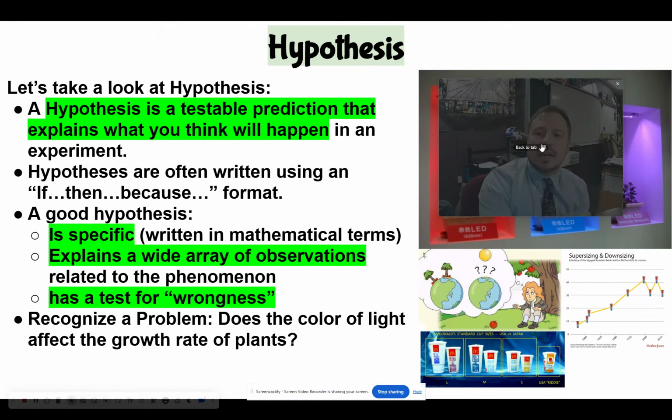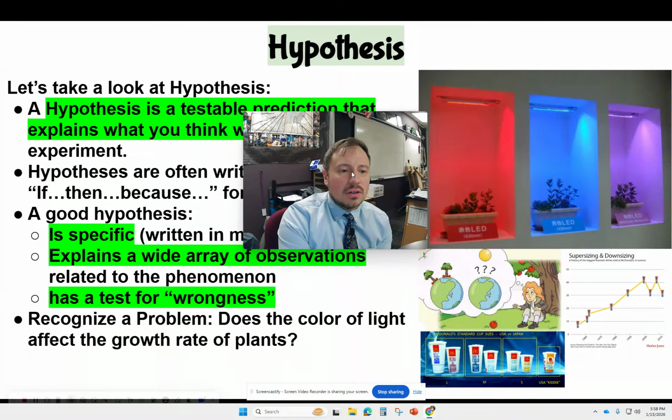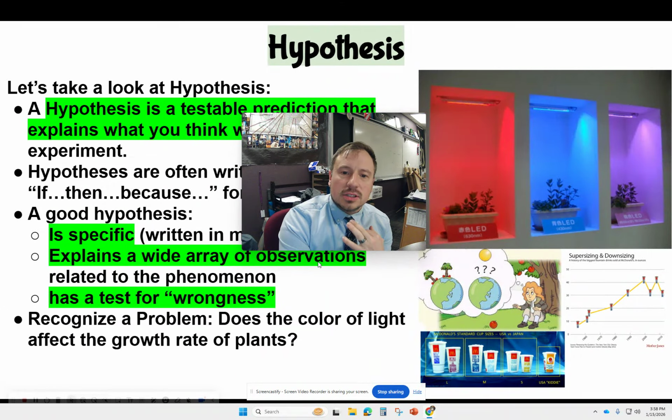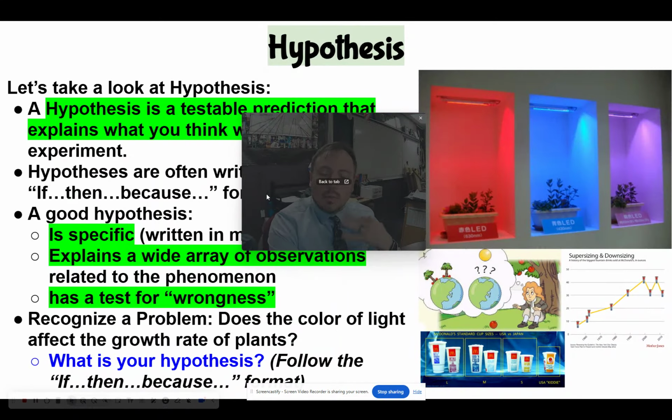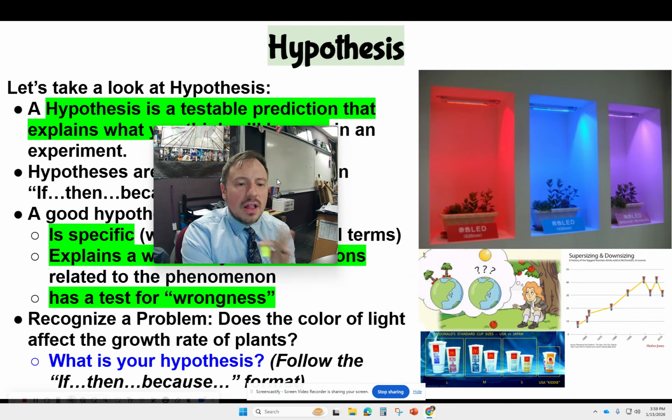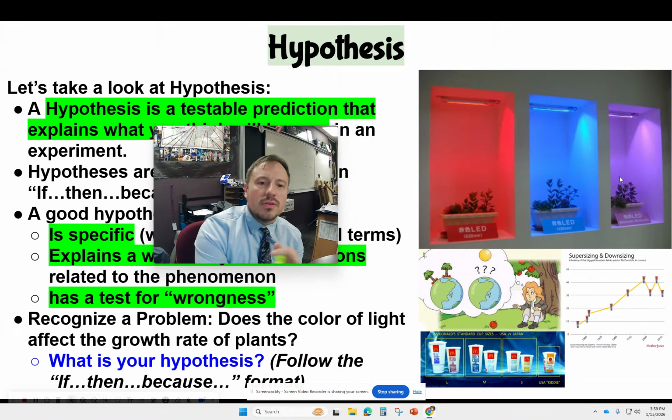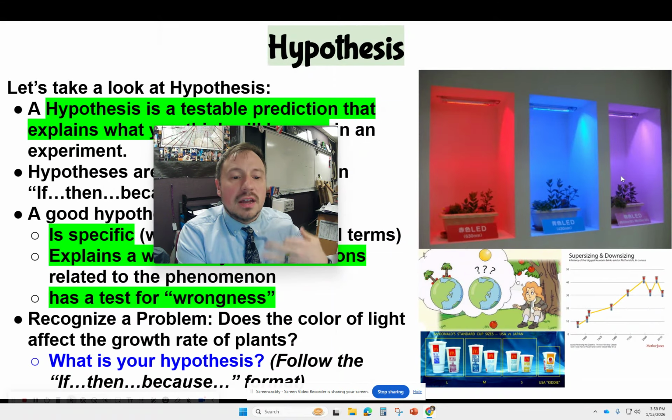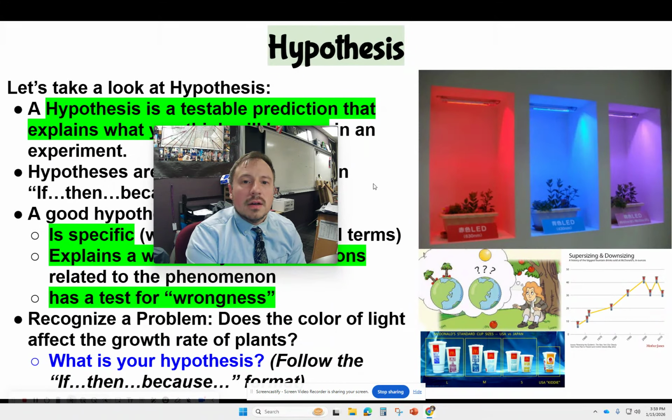So let's just recognize a problem here, right? Does the color of light affect the growth rate of plants? So I want you to practice, what is your hypothesis? And try to follow that if, then, because format. So if we set up this test, what do you think will happen? If this, then that, because.